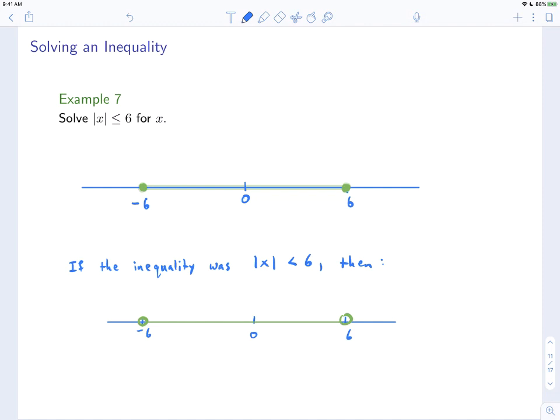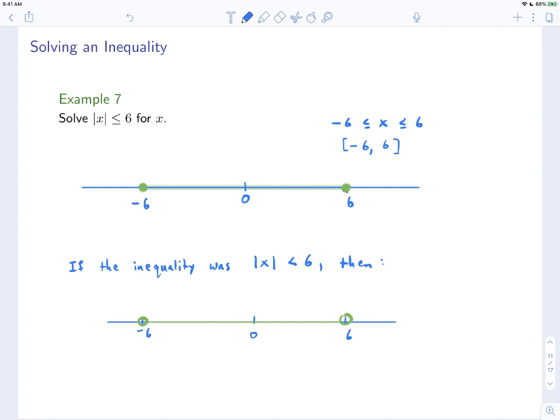So another way to write these inequalities, this first one here, the absolute value of x less than or equal to 6, is the same as saying that -6 is less than or equal to x is less than or equal to 6. So it's all of the numbers between -6 and 6, including the endpoints. In interval notation, this would be the closed interval from -6 to 6.